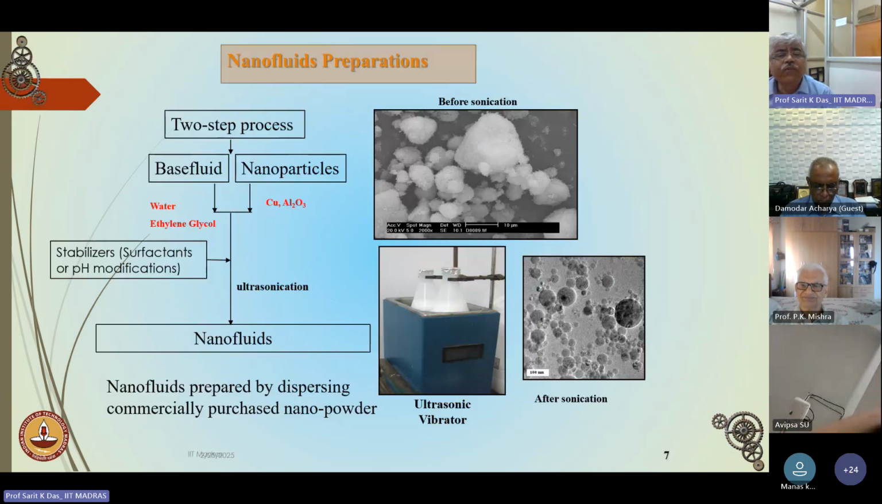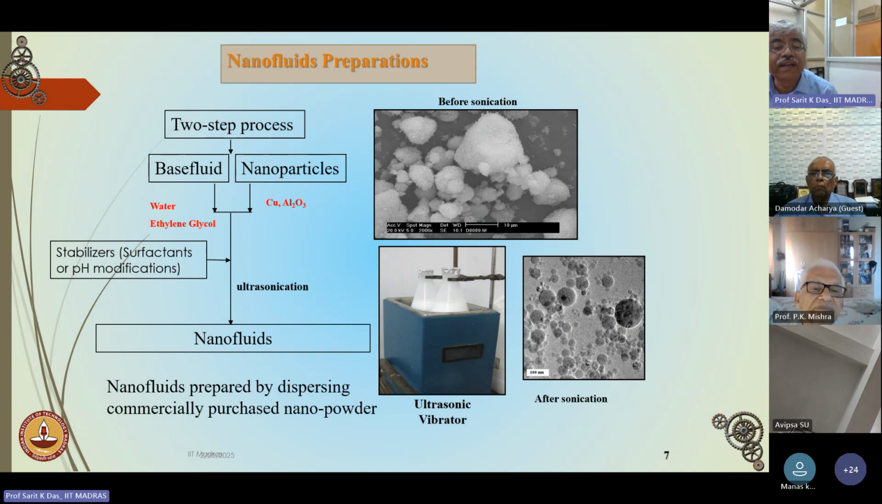Now, how these nanofluids are made, you can see there are various methods. One of the methods is, while synthesizing the particle itself, you make the nanofluids. That is what is known as the one-step process. But I will be talking about the two-step process, which is the most common one. You take a base fluid, you take nanoparticles, you mix them. Of course, mixing them will not make it a nanofluid because lumps of the nanoparticles will be there. You have to break the lumps.